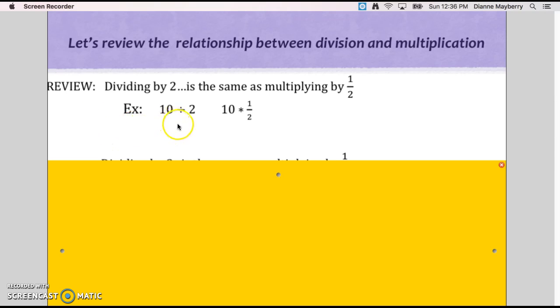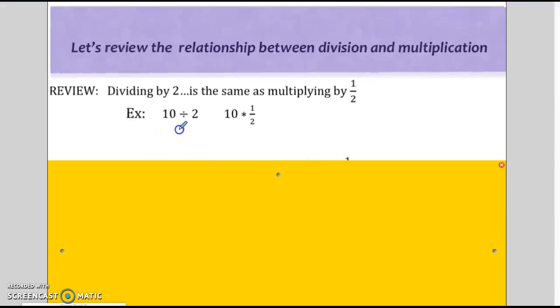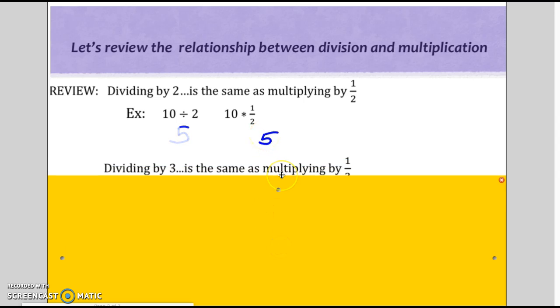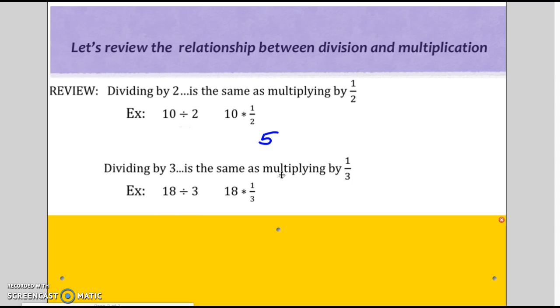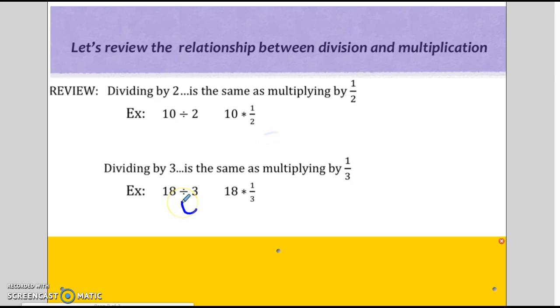So if I have 10 divided by 2, whoopsies, my gosh, give me my pen. That is 5. And sure enough, 10 times 1/2 is also 5. How about dividing by 3? What's 18 divided by 3? 6. And 18 times 1/3, or 1/3 of 18, is also 6.